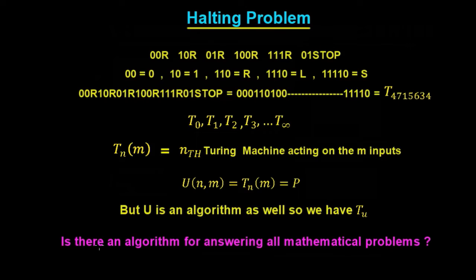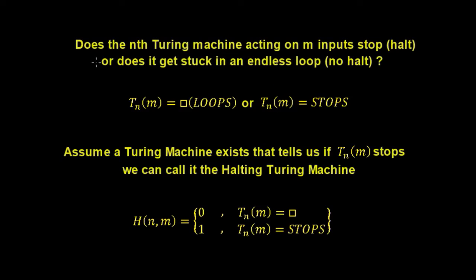Now we've talked about this here, but we're still back at this problem. Is there an algorithm for answering all mathematical problems? Well, let's continue with what we've learned here onto the next page and see if we can answer that. Now, as I mentioned before, we started off talking about the decision problem. Now we can also call that the halting problem. What we want to be able to do is see whether there's some Turing machine, we can call it the nth Turing machine, that acts on m inputs, and we want to know if we can find that Turing machine that will tell us whether all other Turing machines will stop at a particular value P, or whether they'll go through an endless loop.